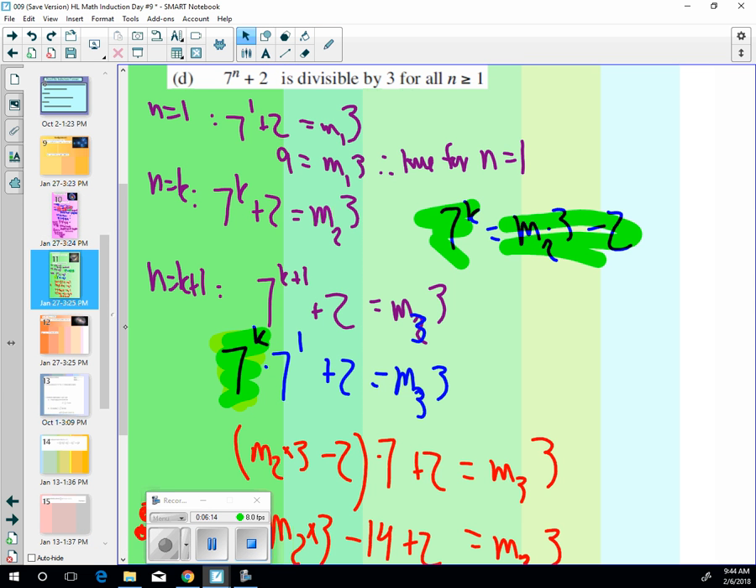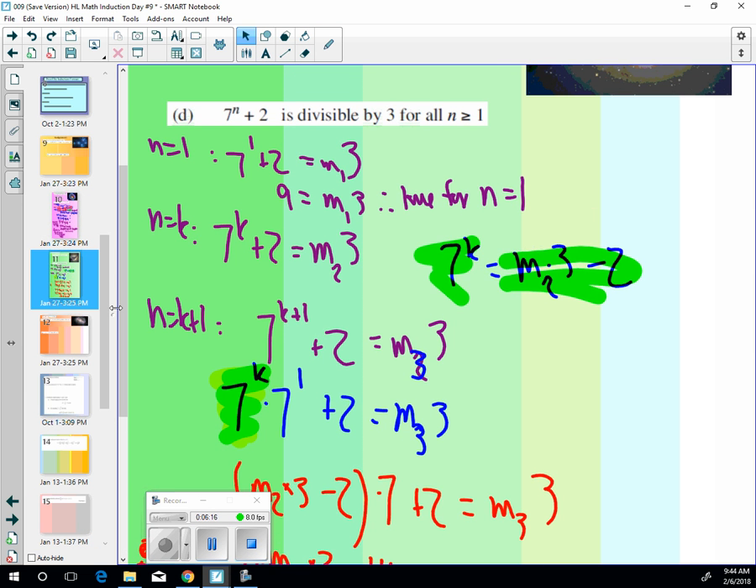So I have this one worked out. 7 to the n plus 2 is divisible by 3. You check n equal to 1. Well, 7 plus 2 is a multiple of 3. 9 is a multiple of 3, so it's true for n equal to 1. Then you just put a k in for n equal to k. This is my substitution. Notice it's a second multiple of 3. Then for n equal to k plus 1, it'll be a third multiple of 3 if you go 7 to the k plus 1 plus 2.